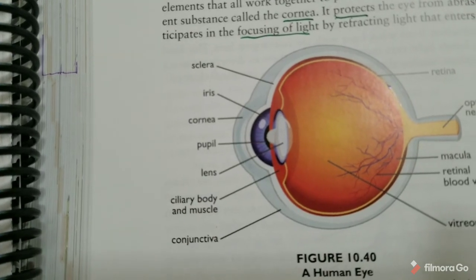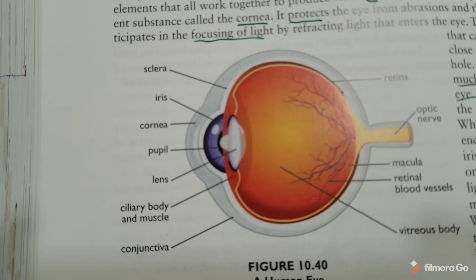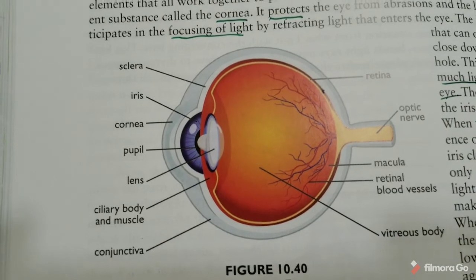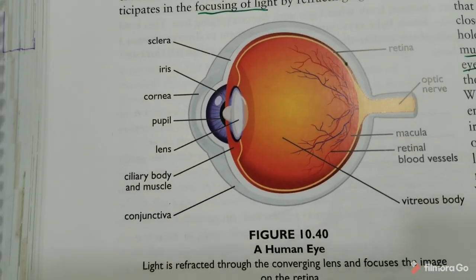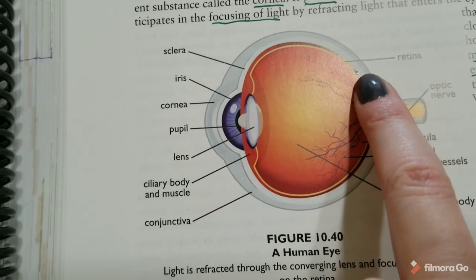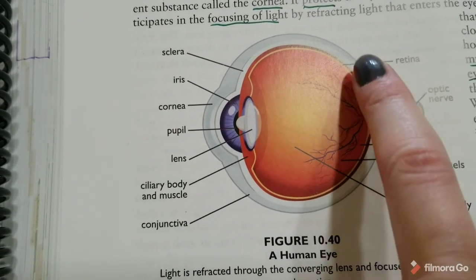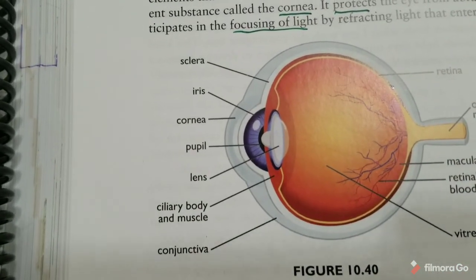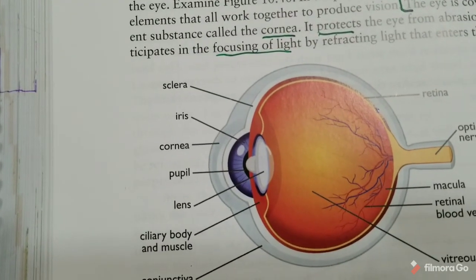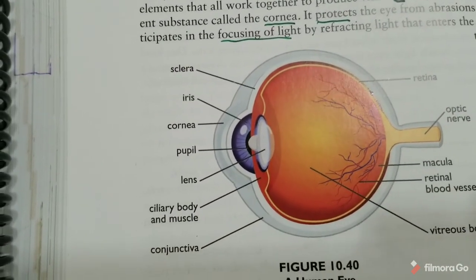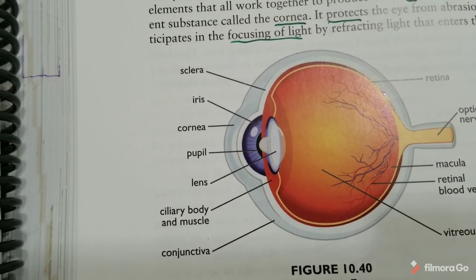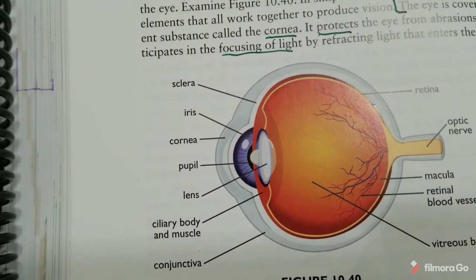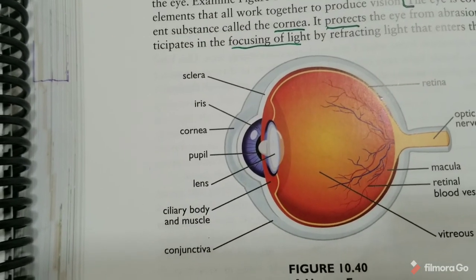One thing that's left out, I did a little extra research on the eye because I'm intrigued by this topic, is there's a really important part of it that they left out. It's called the fovea. And I put a dot here about where the fovea would be. The fovea is the ideal spot for your focal point. It's the optimal focus spot on the retina. So it's just a spot on the retina called the fovea.